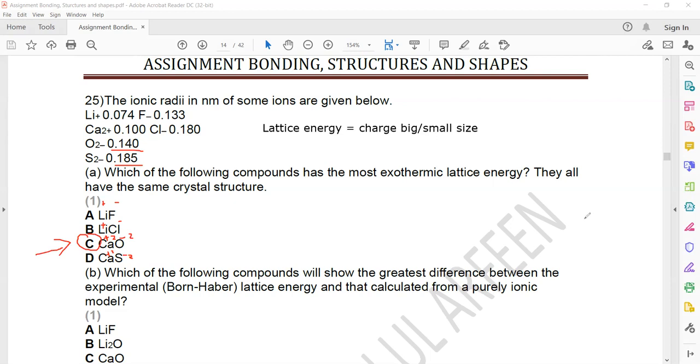Because the lattice energy is the energy required to convert these ions into a gaseous state, or energy released basically when ions in the gaseous state form a compound, and it is exothermic. So it is higher exothermic when ions are smaller in size and they have a greater charge.